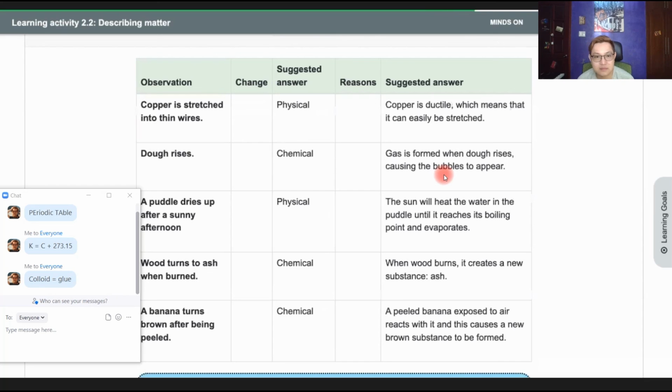A puddle dries up after a sunny afternoon. Physical. The sun will heat the water in the puddle until it reaches its boiling point and evaporates.